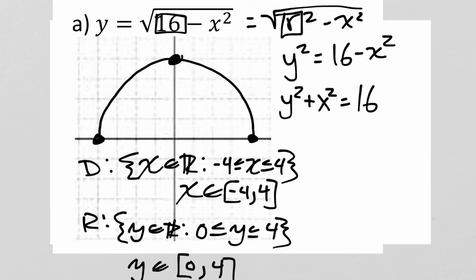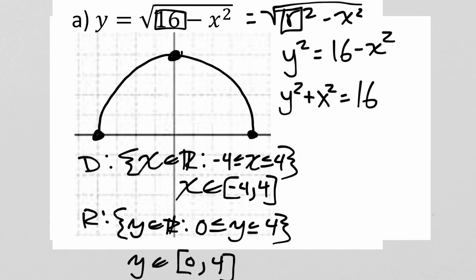So there you have it. There's our basic semicircle graph. Again, one biggest thing to know about that 16 is that it is the radius squared. So square root it, and you know where everything is.